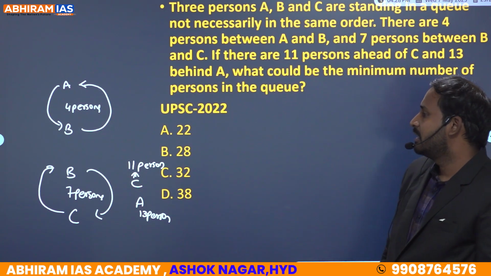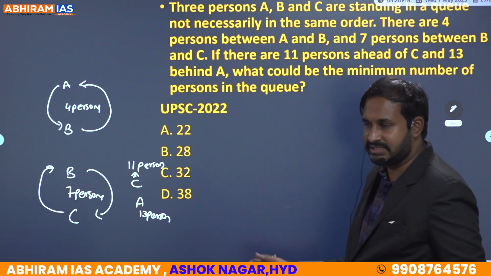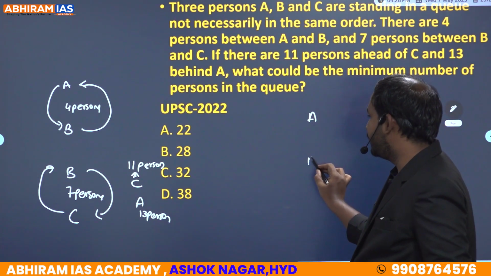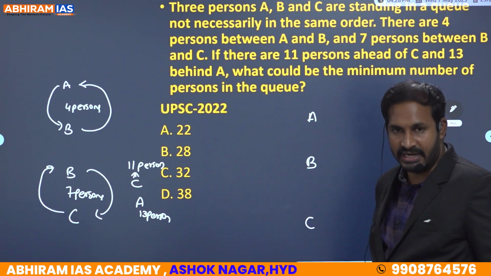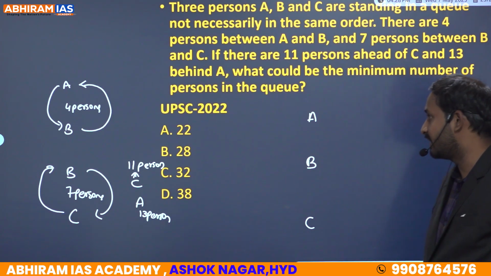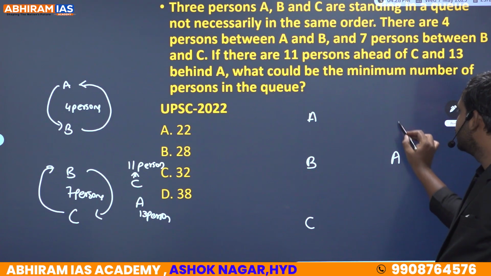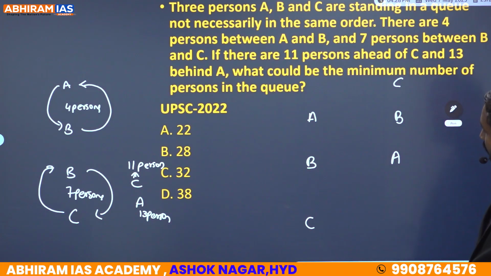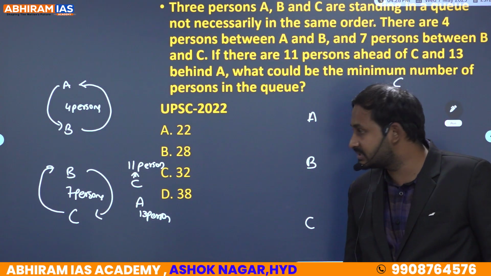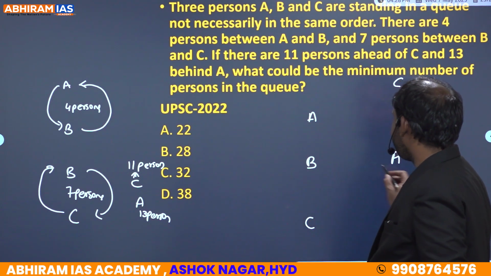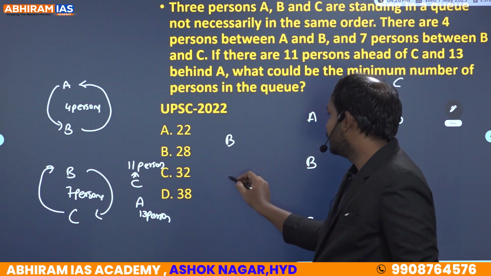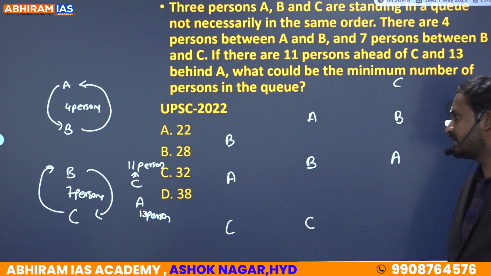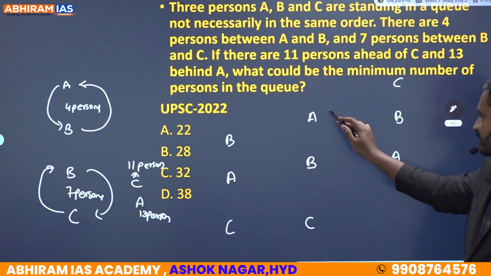See here students, between A and B how many are there? For example, I will initially assume that A, B and C are in this manner. There can also be a chance that A, B and C are in this order. There is one more chance: B, A and C. This is also one more chance for me. I can arrange like this also. First I will go with this one.